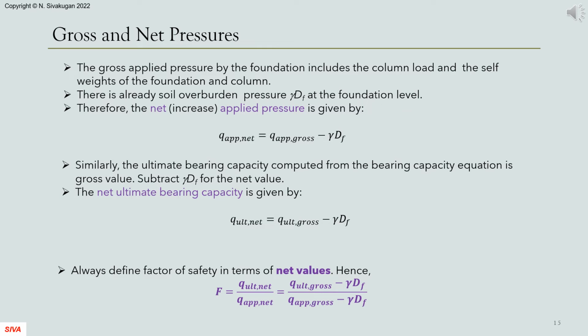At the footing level, there was already the soil overburden pressure gamma dF. This has to be subtracted from the gross pressures to arrive at the net increase in the pressures. The factor of safety must be defined in terms of net pressures. Most of the time, the gross values are much larger than this gamma dF, and hence, this exercise makes little difference. It matters when gamma dF is quite large.